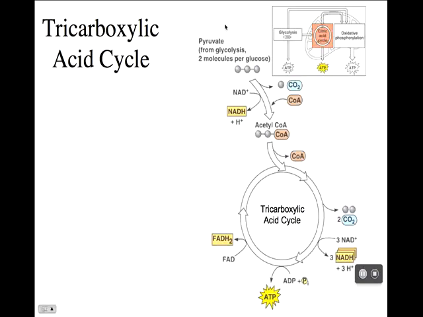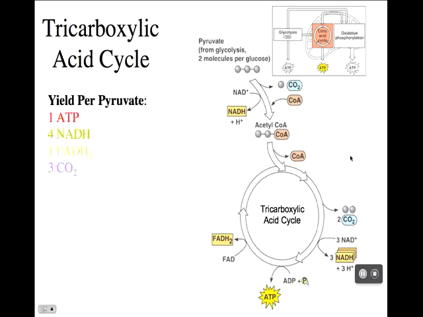The pyruvate that came from glycolysis is going to enter here into the tricarboxylic acid cycle. You can see the production of some NADH. You can see actually the production of some FADH2s as well. See some carbon dioxide getting released through the steps of the tricarboxylic acid cycle.